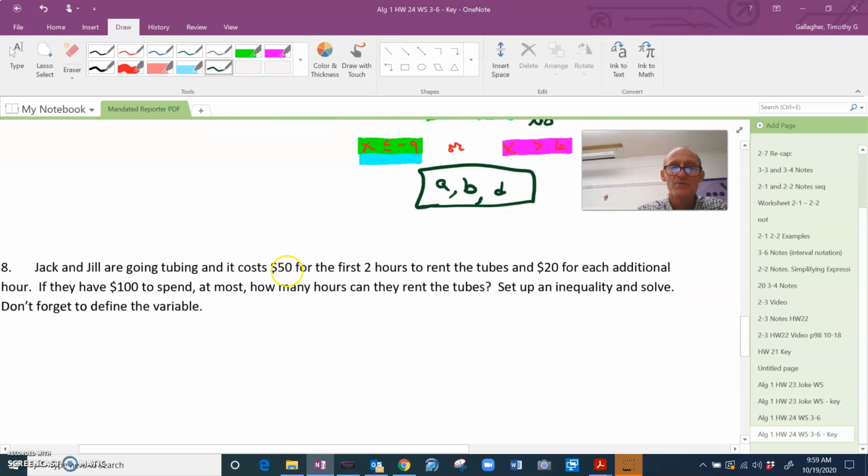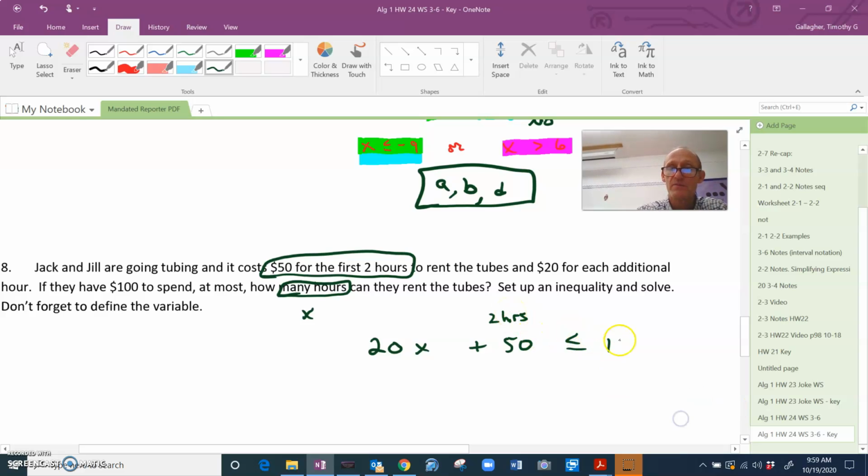Jack and Jill are going tubing, $50 for the first 2 hours and $20 for each hour. So it's going to be 20x. How many hours? That's x. They have $100 to spend. So they're going to do the 20x plus the $50 because that's for the first 2 hours. I would put a little note there. It says 2 hours. And less than or equal to 100 is what that needs to be.